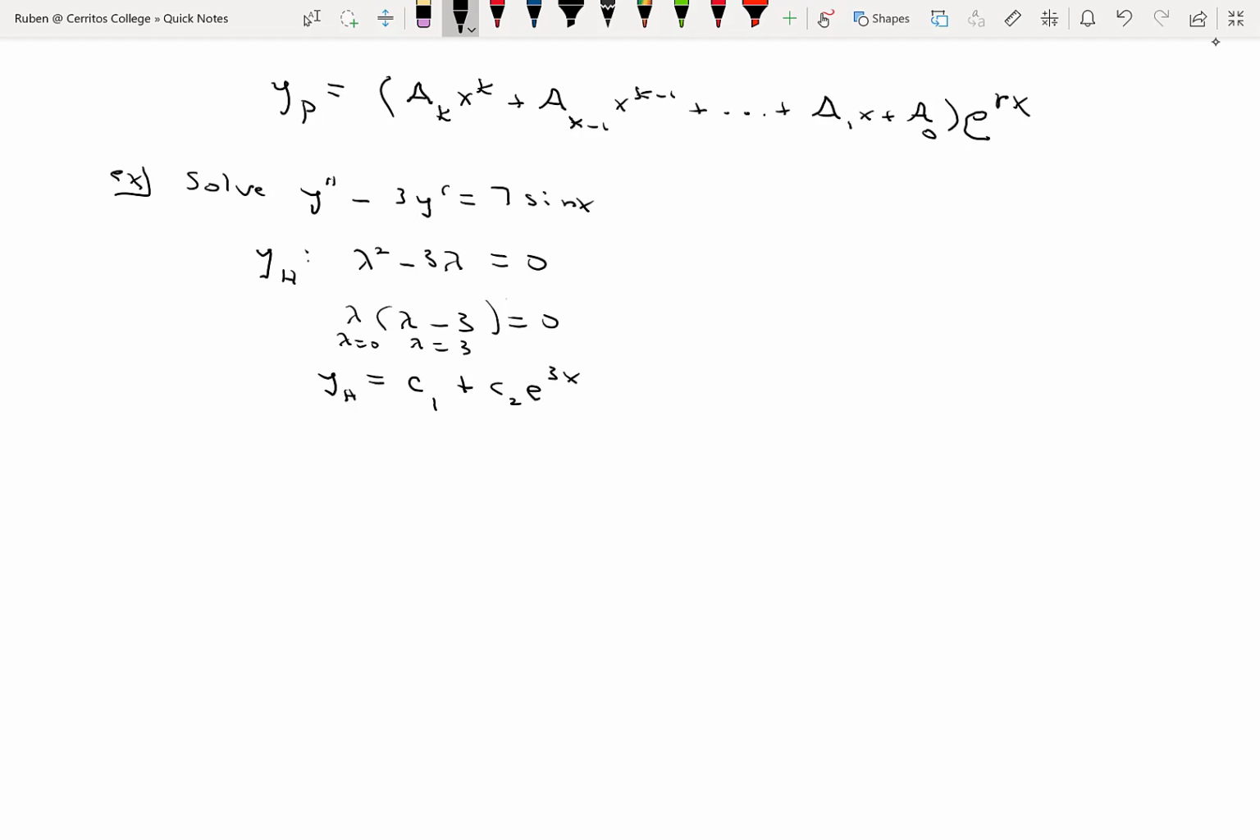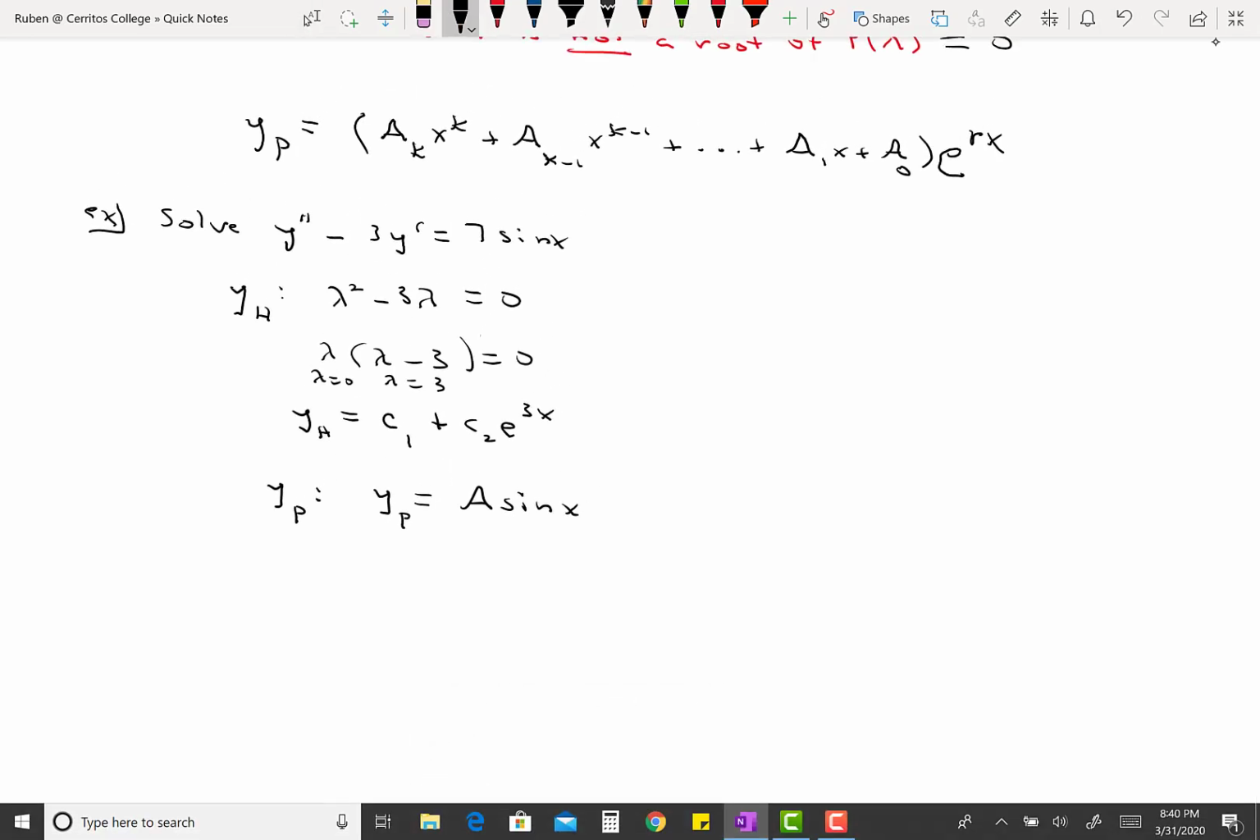Okay, so now let's try to find our particular solution. Let's try to make the assumption that our particular solution looks like our forcing function. It seems like a logical choice because we're trying to find a particular solution such that when you take derivatives of this particular solution and substitute it into the left-hand side of the differential equation, we get sines. We get 7 sine. Let's see what happens if we make the assumption that it should be some multiple of sine of x.